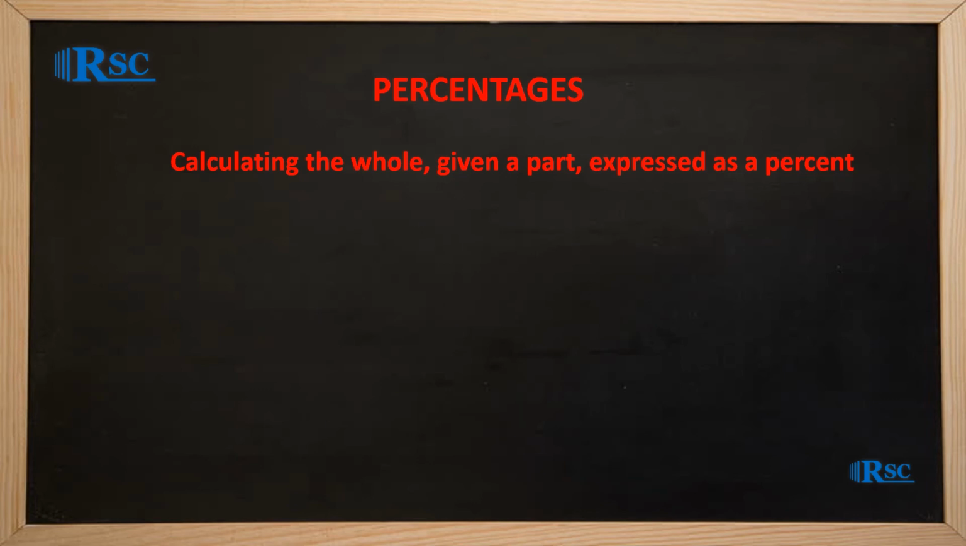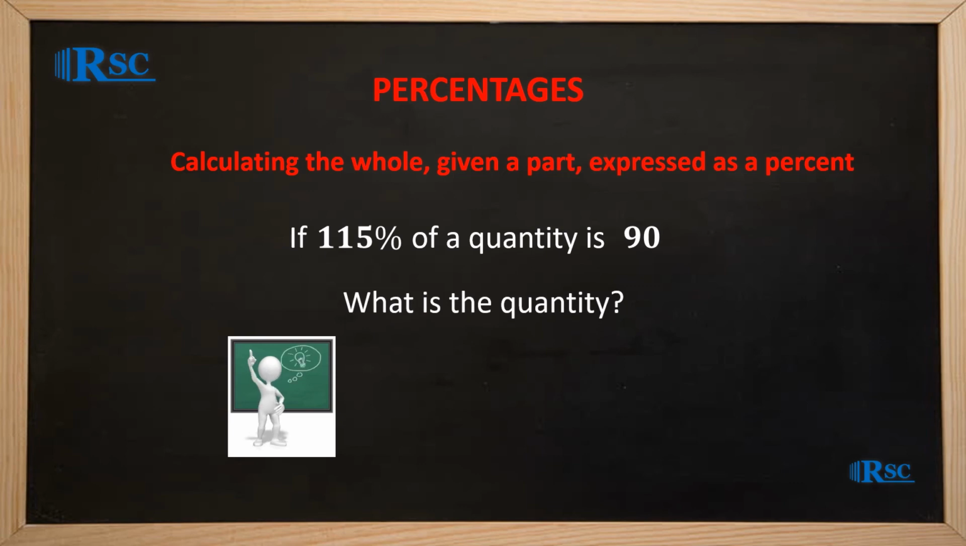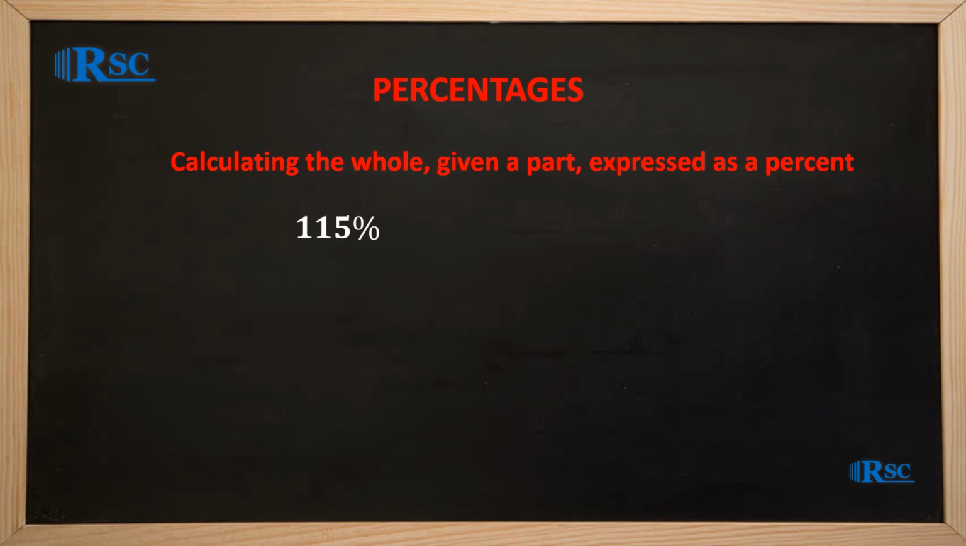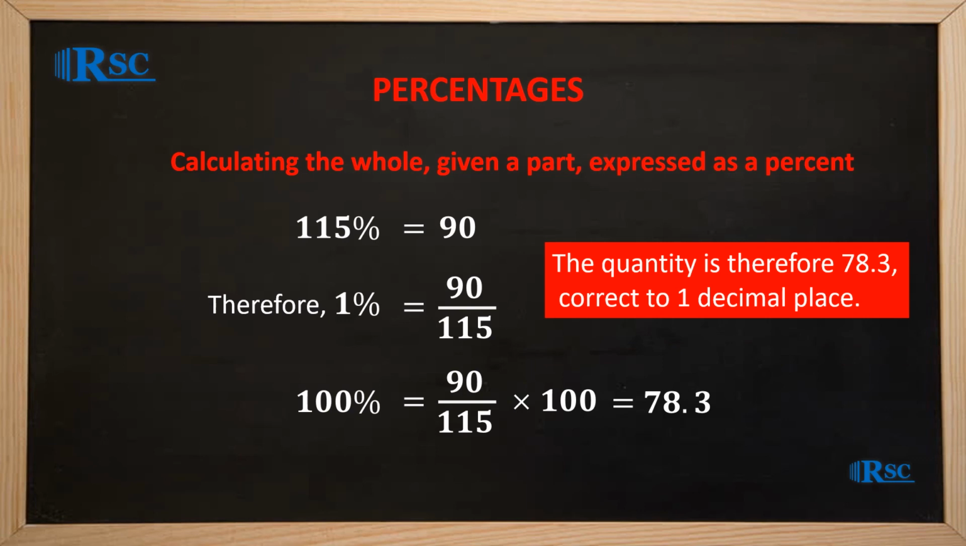Another example. If 115% of a quantity is 90, what is the quantity? Solution. 115% is equal to 90. Therefore, 1% is equal to 90 over 115. And 100% is equal to 90 over 115 multiplied by 100 to give us 78.3. The quantity, therefore, is 78.3, correct to 1 decimal place.